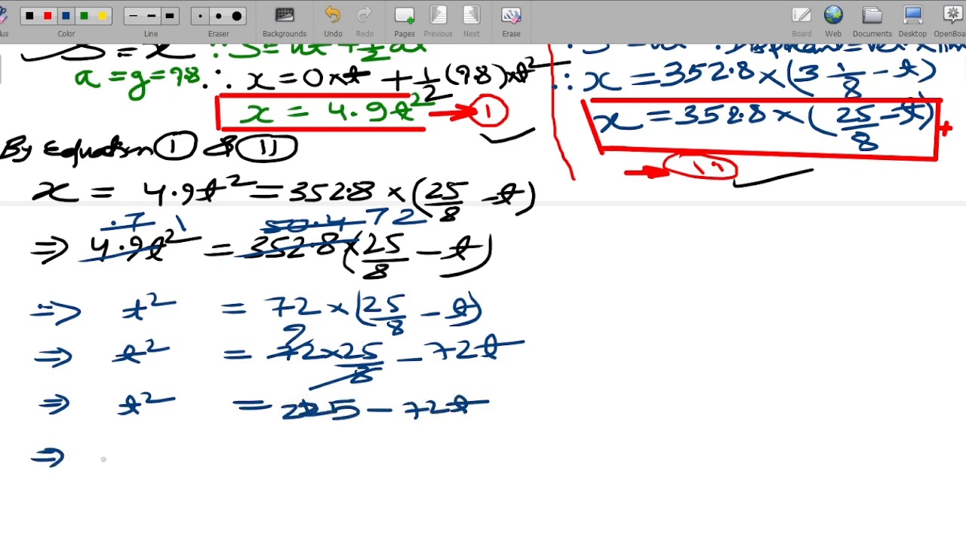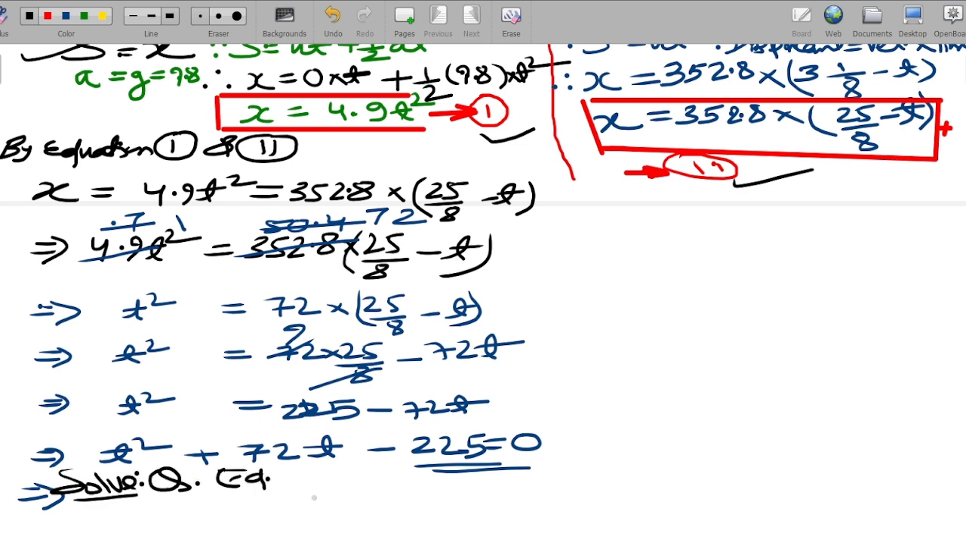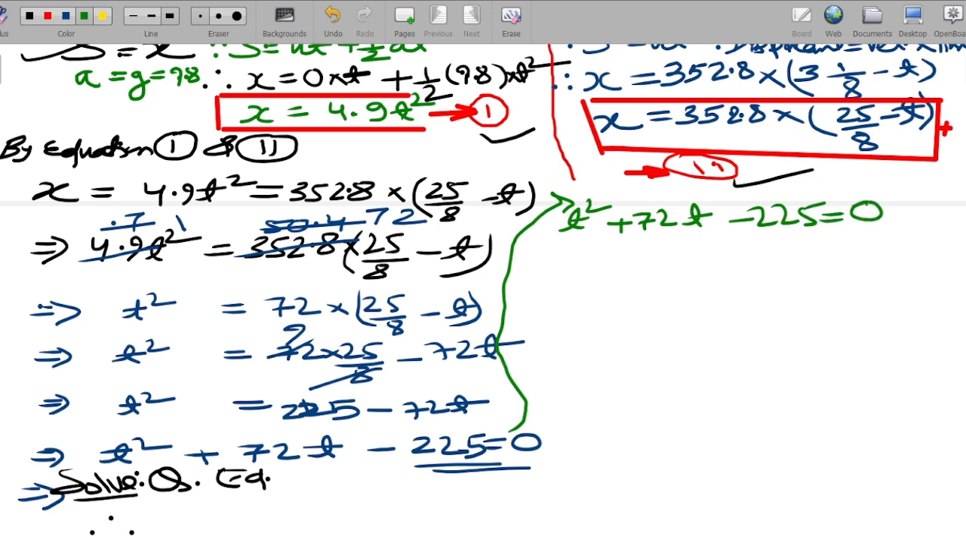So this is a quadratic equation which we have arrived at, where the variable is t. You can see one of the variables, x, is removed, and we are having a quadratic equation, t square plus 72t minus 225 equal to 0. Here you can see the product of the first and third term is 225, and it can be written as 75 into 3. So splitting the middle term, we can write it as t square plus 75t minus 3t minus 225 equal to 0.